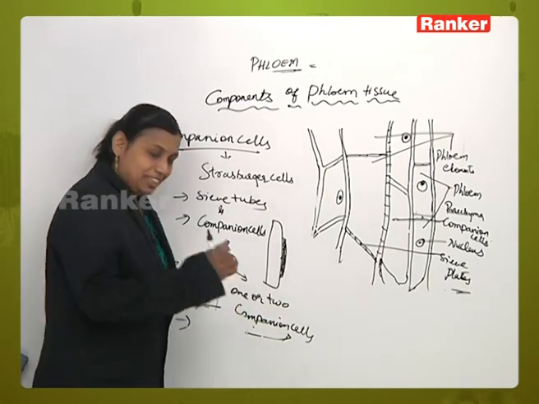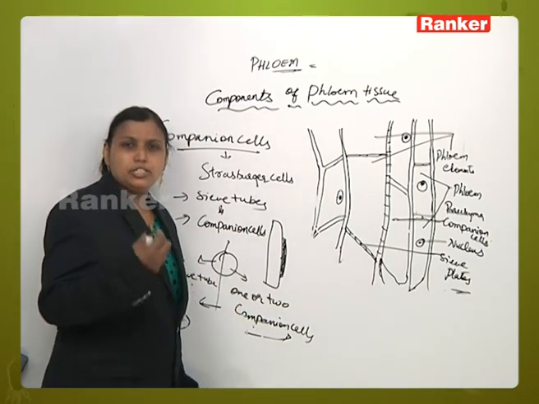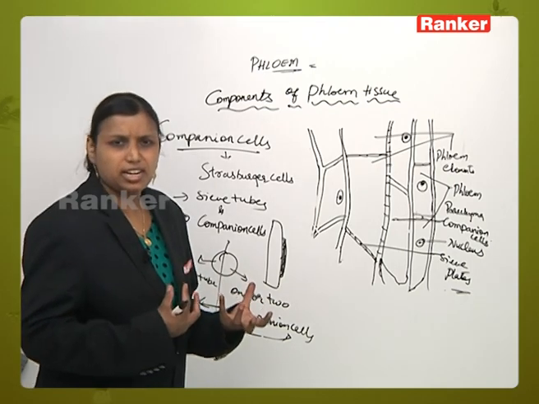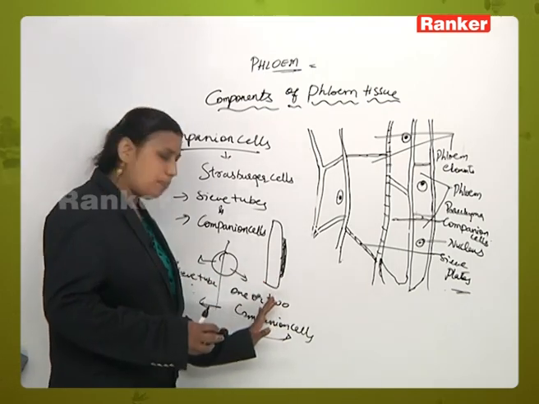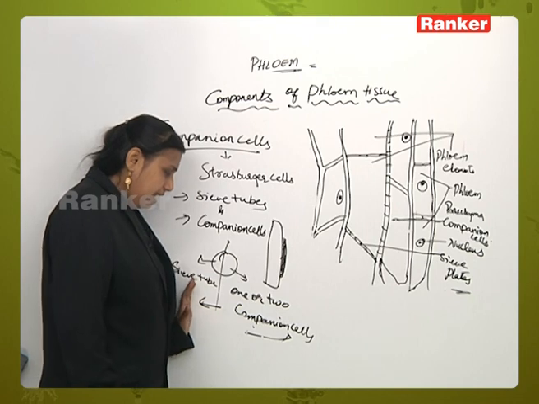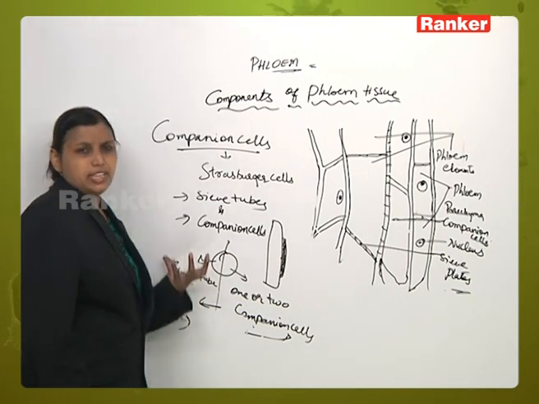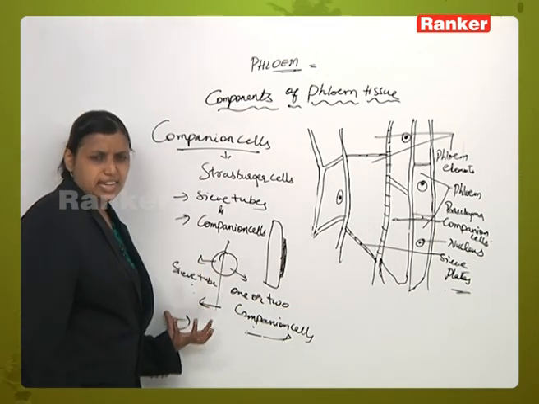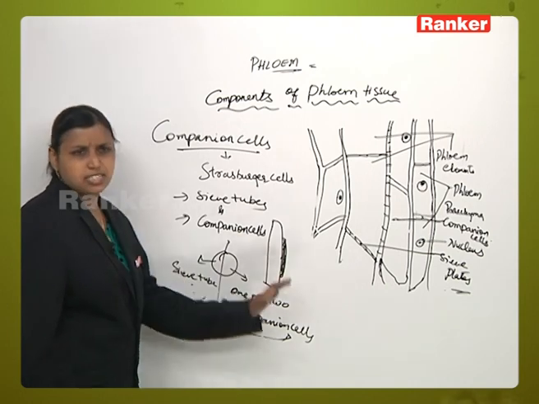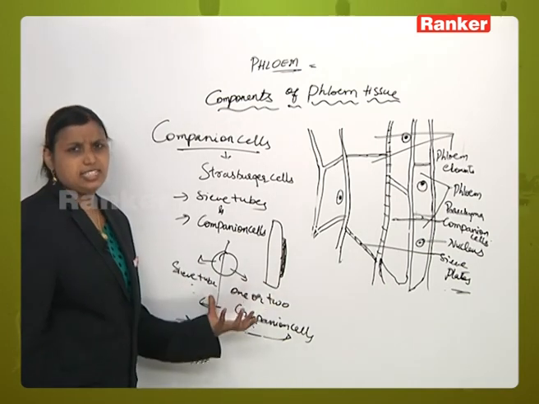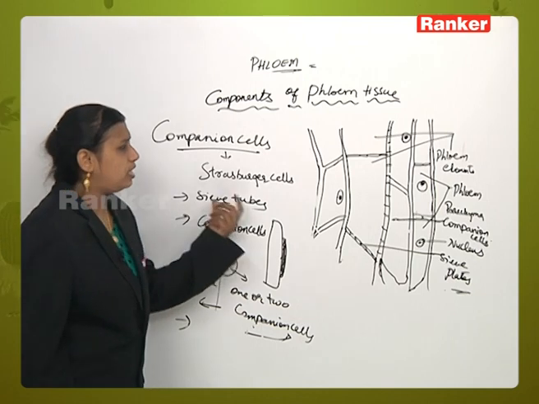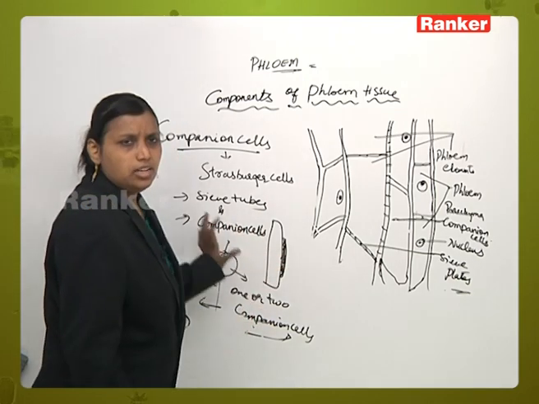I mean, the companion cells will show maturity and the variations will occur much earlier when compared to that of the sieve tubes. And again, when the sieve tubes get mature, when the protoplasm gets degenerated and it stops functioning, then these companion cells also will get degenerated. So this is the difference between the companion cells and the sieve tubes.